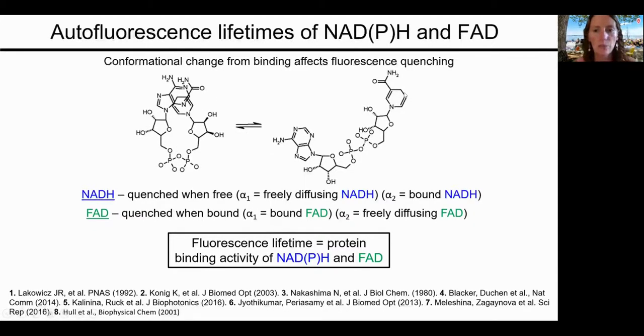And when it binds to a protein, it extends, and that creates two very distinct lifetimes due to some self-quenching here. So the free NADH has a short lifetime, the protein-bound NADH has a long lifetime. And the converse is true for FAD. So when we measure the fluorescence lifetime, we're really measuring the pools of NADH or FAD that are in a free or a protein-bound state. And this gives us an idea of binding activity of these molecules. And it's very sensitive, again, to malignancy and drug response.